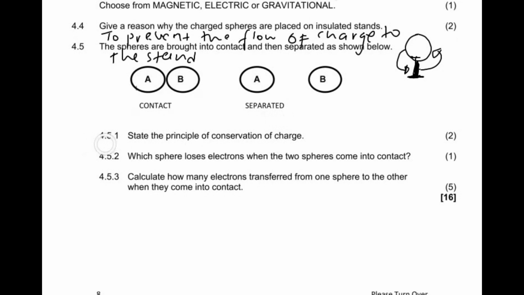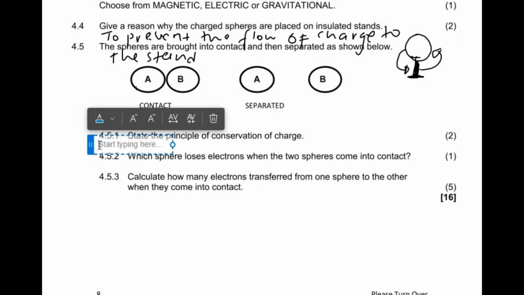Question 4.5.1. State the principle of conservation of charge. What do we mean when we say that charge is conserved? Think about it. What do we mean when we say anything is conserved? Mass is conserved. Charge is conserved. Momentum is conserved. I think in matric you learn about the conservation of momentum.